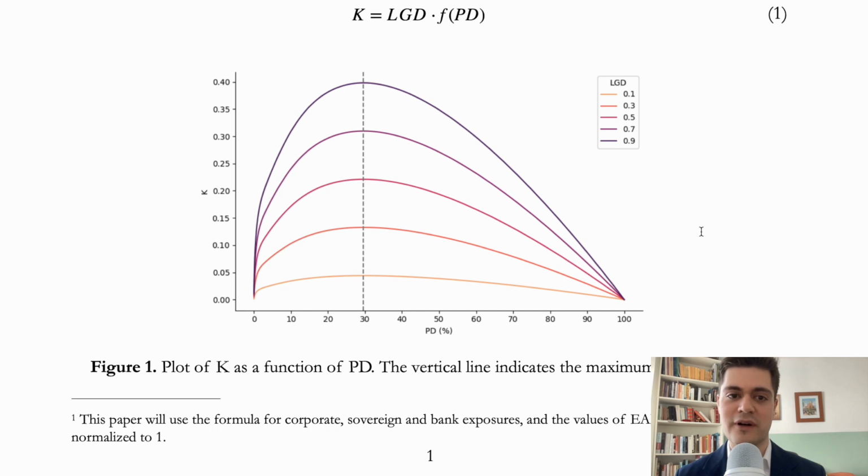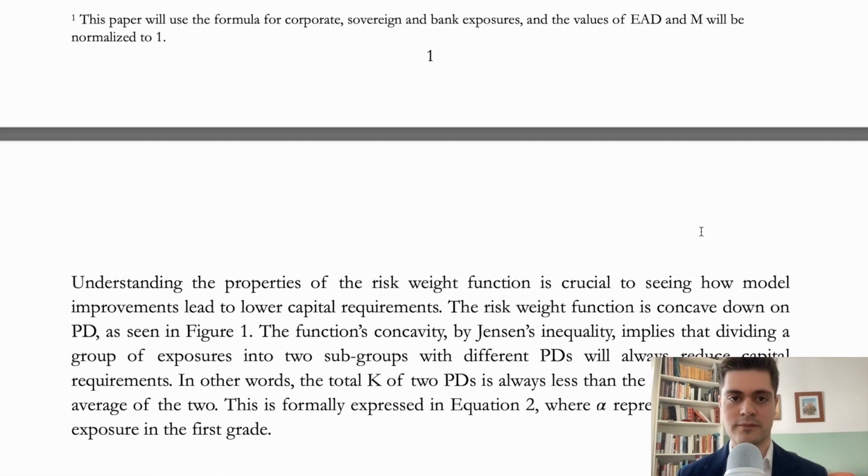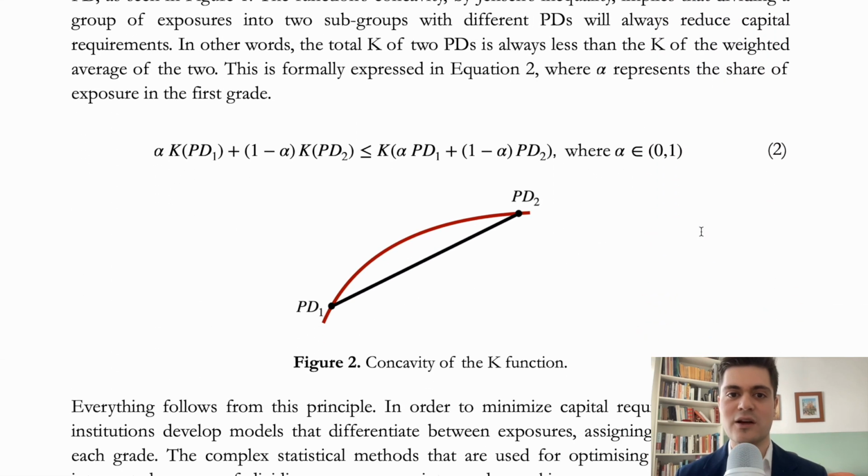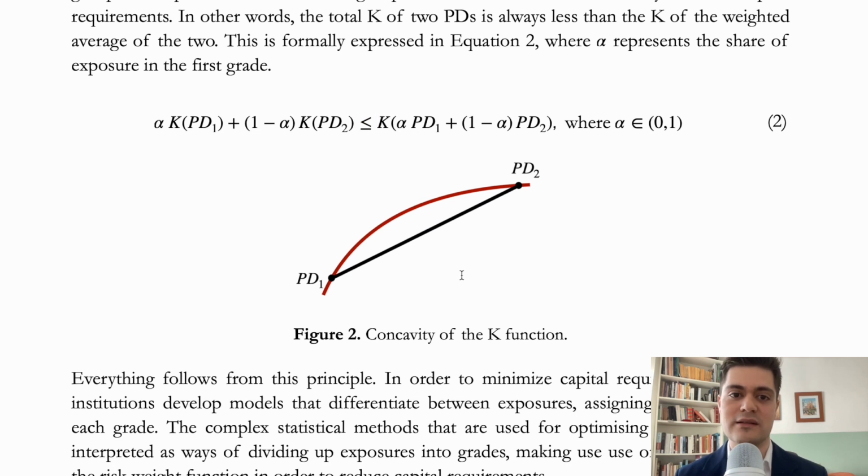The shape of the function is what underpins the whole industry of regulatory credit risk models, because it incentivizes financial institutions to develop better models. Let's see how. Using Jensen's inequality expressed here, we know that whenever we split a portfolio in half, assigning a high PD to one segment and a low PD to the other, the resulting capital requirement will always be lower. We can see this graphically. The average of the Ks of the two PDs is always below the function itself.